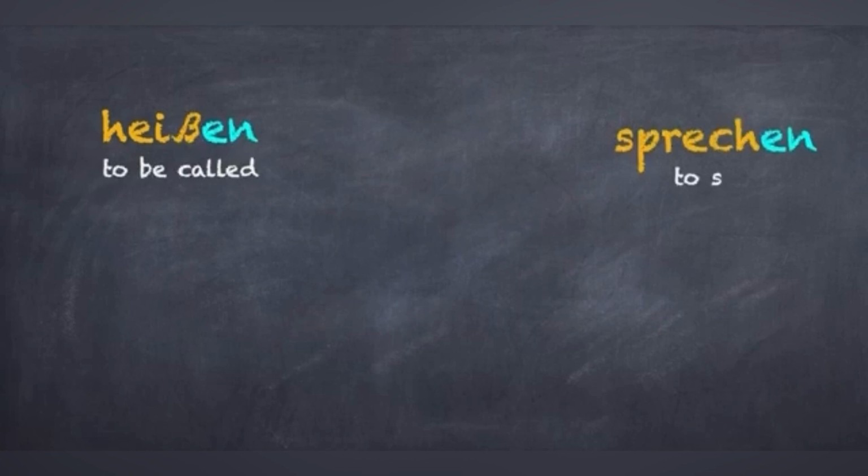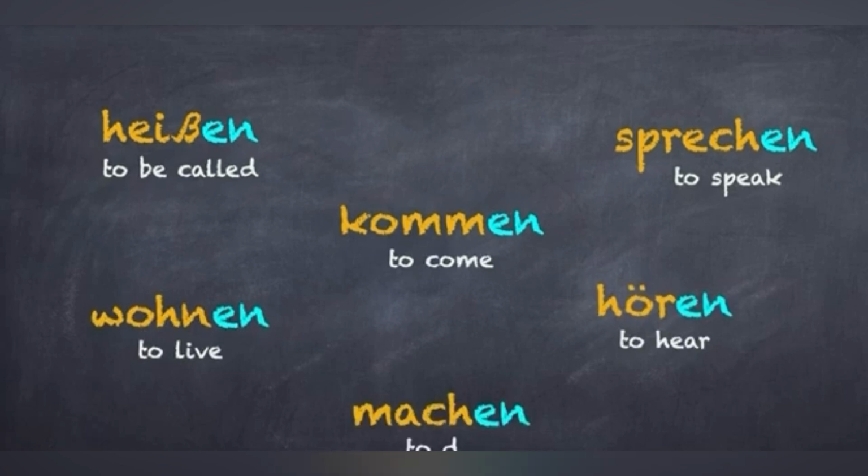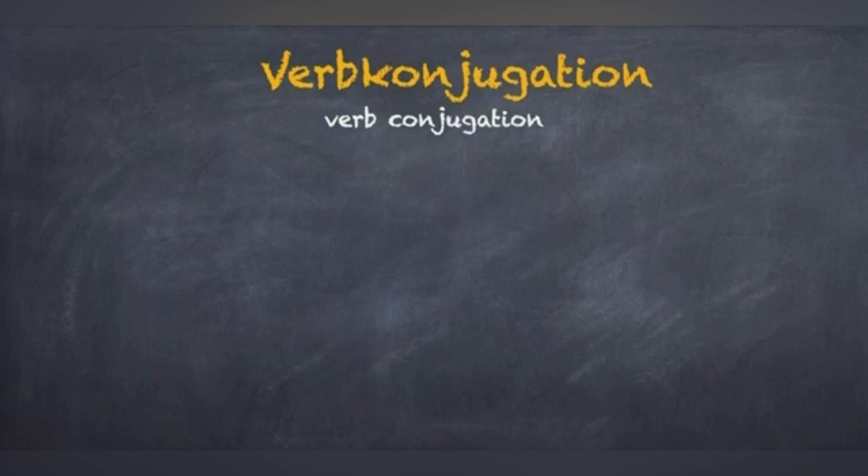Heißen, sprechen, kommen, wohnen, hören, machen. The best way to remember a verb is to remember its infinitive form. However, when we make a sentence, the verb has to be conjugated. Here are two examples.